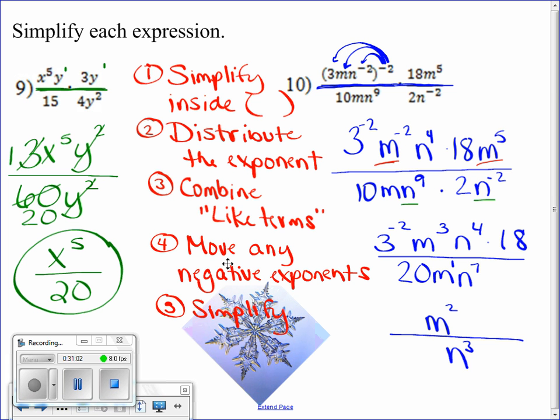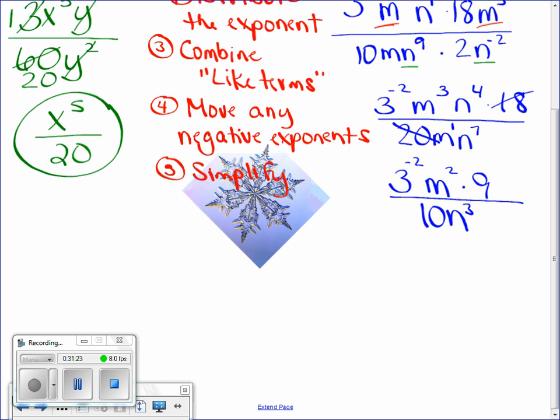Divide both by 2. 18 divided by 2 is 9. 20 divided by 2 is 10. I still have this 3 to the negative 2 going on there. So step 4 says to move those negative exponents. So now I can actually move it down. So m squared and that 9 stay on top. Move this one down, 3 squared.